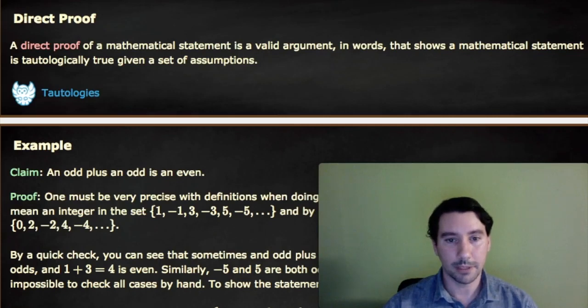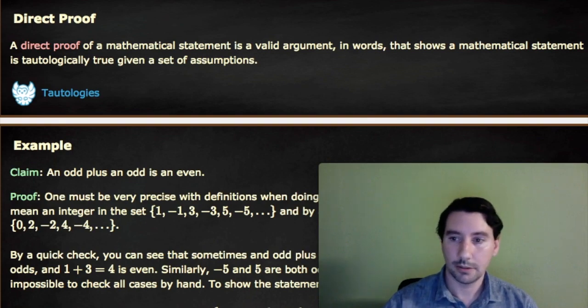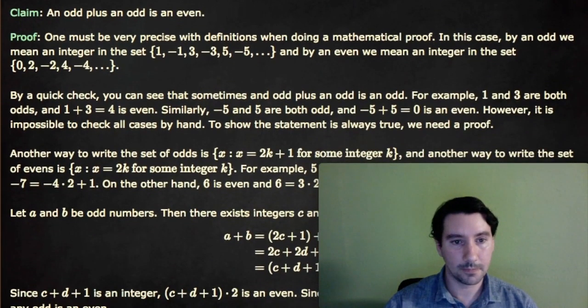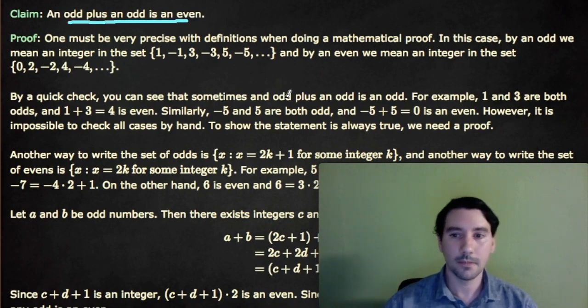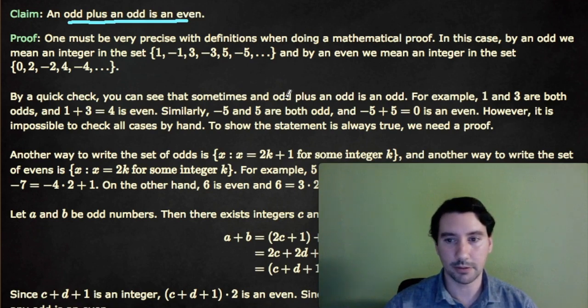A direct proof in mathematics is just a valid argument in words that shows that a mathematical statement is tautologically true, given a certain set of assumptions. So, for example, we could claim that an odd plus an odd is an even. And of course, since we're doing mathematics, we have to be very particular about what these definitions are.